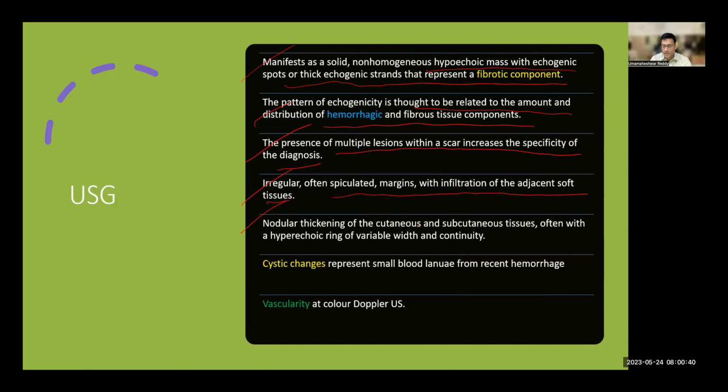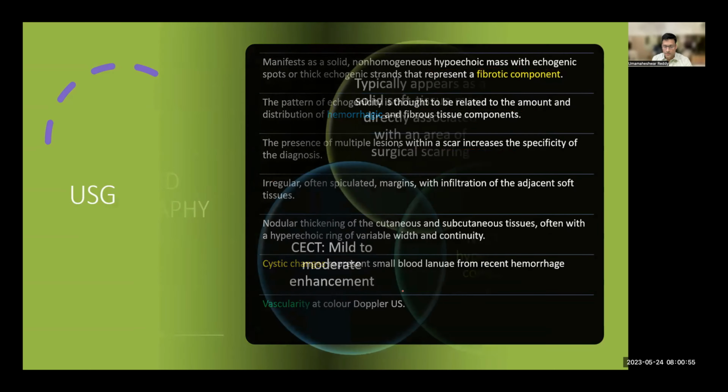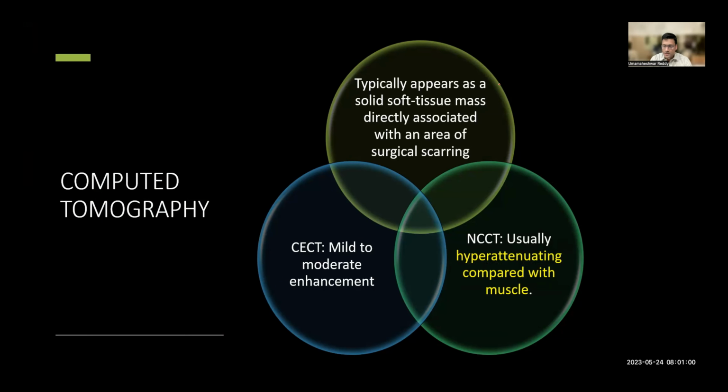Nodular thickening of subcutaneous tissues, often associated with a hypoechoic ring of variable width and continuity, can be seen. Cystic changes represent blood lacunae from recent hemorrhage. Vascularity can be seen on color Doppler ultrasound. On CT, it typically appears as a solid soft tissue mass directly associated with areas of surgical scarring and hyperattenuating compared to muscle on a plain CT. This is what you need to understand.